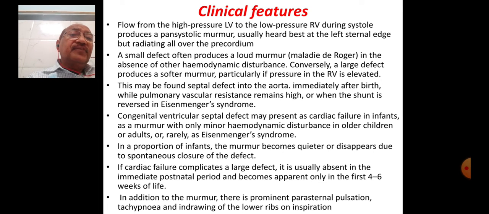In a proportion of infants, the murmur becomes quieter or disappears due to the spontaneous closure of the defect. And if the defect is large, it may be complicated by heart failure. It is usually absent in the immediate postnatal period and becomes apparent only in the first 4 to 6 weeks of life. In addition to the murmur, there is a prominent parasternal pulsation. The patient might be tachypneic, and there might be indrawing of the lower ribs on inspiration as a part of failure.